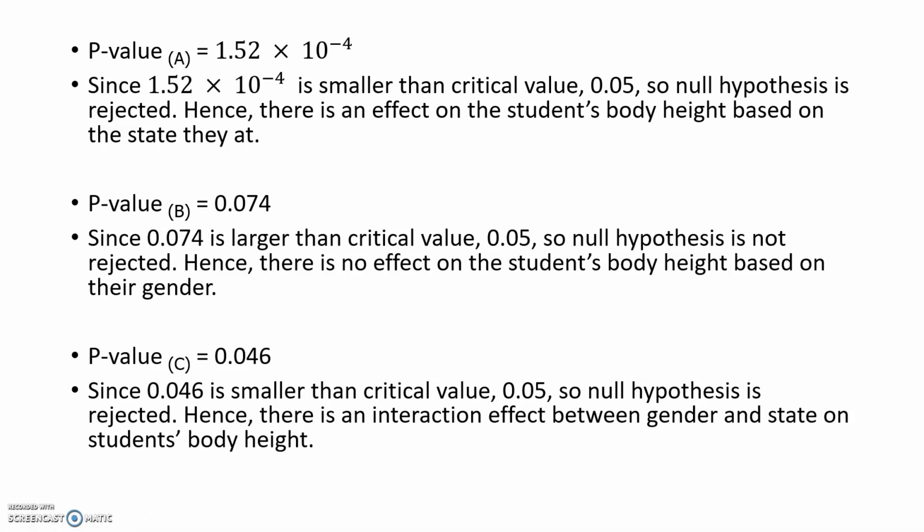For the p-value of factor B, which is gender, 0.074 is larger than the critical value 0.05, so the null hypothesis is not rejected. Hence, there is no effect on students' body height based on their gender. For factor C, the interaction effect, the p-value is 0.046, which is smaller than the critical value, so the null hypothesis is rejected. Hence, there is an interaction between gender and state on student body height.